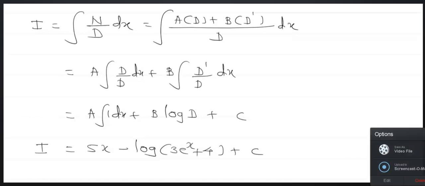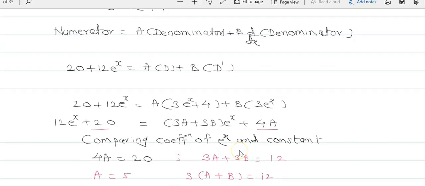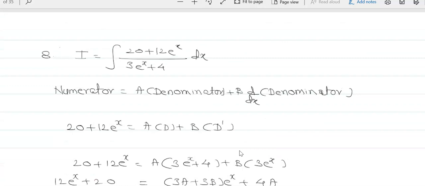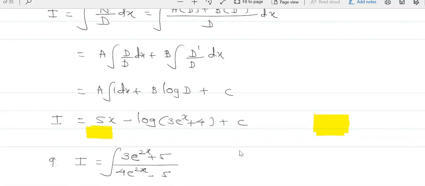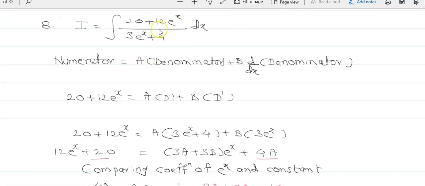Now the next is, see this here. This is problem number 8. I is equal to integral of 20 plus 12 e raised to x upon 3 e raised to x plus 4. Again, numerator is equal to a into denominator plus b into derivative of the denominator. Next, 20 plus 12 e raised to x, a into d plus b into derivative of the denominator. 20 plus 12 e raised to x.